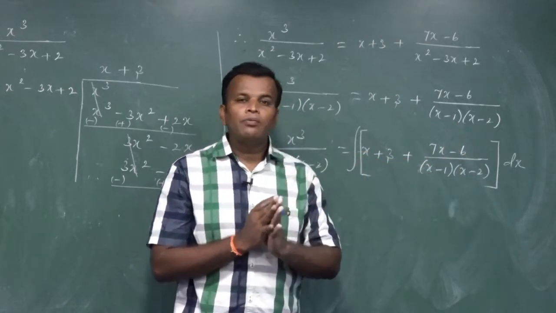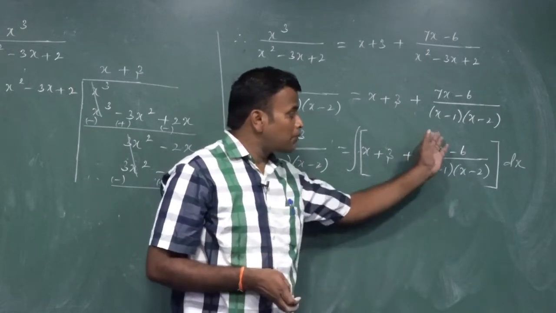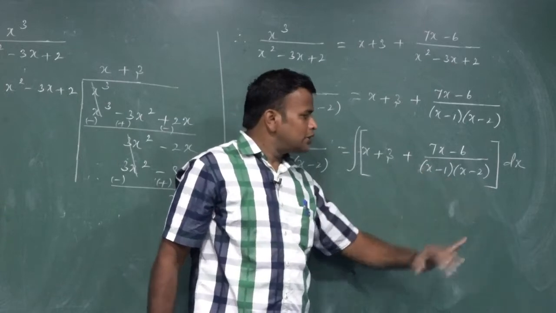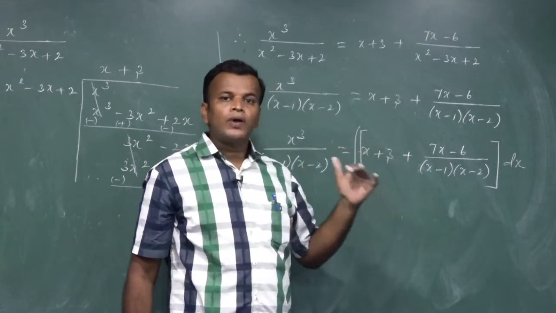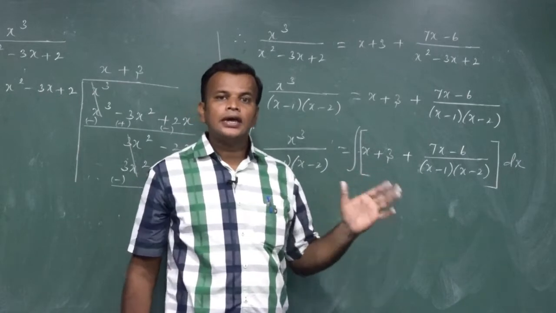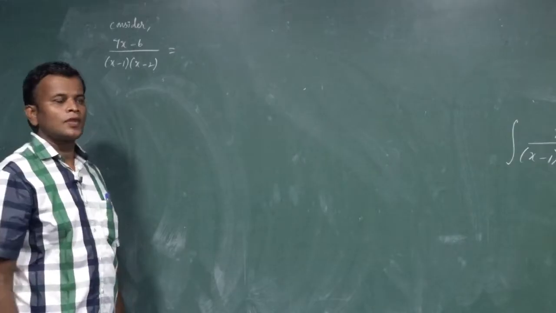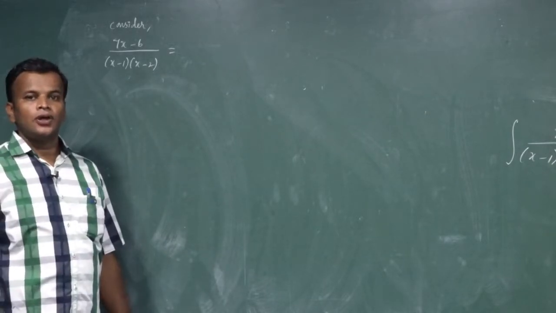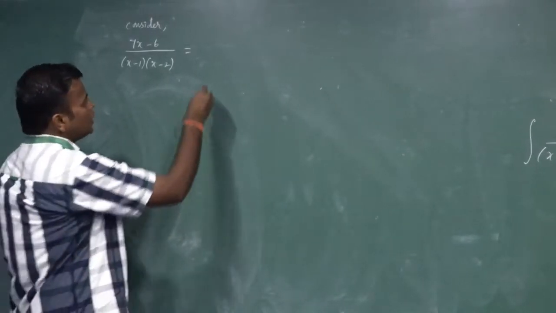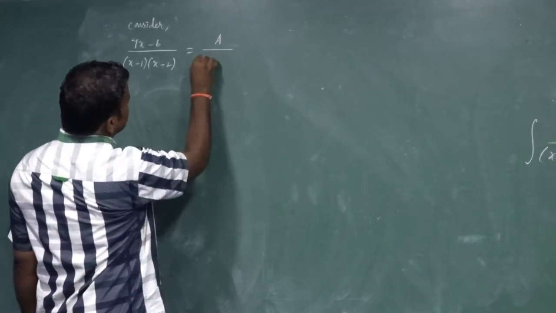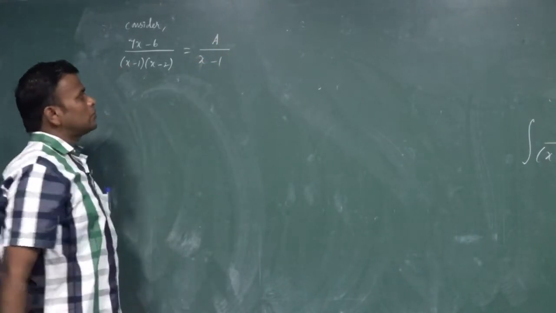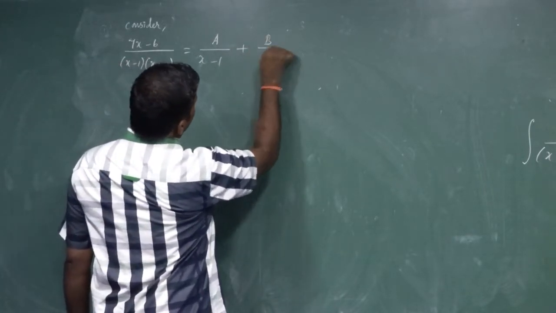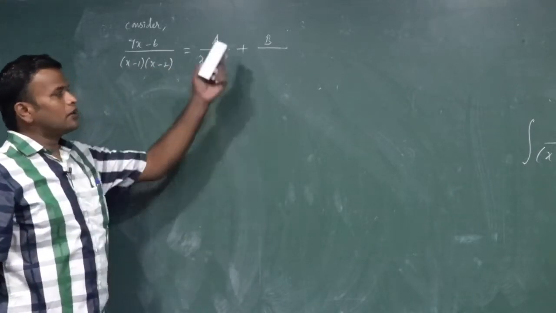Again we do the same partial fraction because it is a proper fraction. The degree of the numerator is 1 and the degree of the denominator is 2. We do the same work to find the unknown constants A and B. We consider the term (7x minus 6) divided by (x minus 1)(x minus 2). Both factors are linear factors, and for every linear factor there is a constant. So for the first factor x minus 1 we have the constant A, plus for the second linear factor x minus 2 we have the constant B.